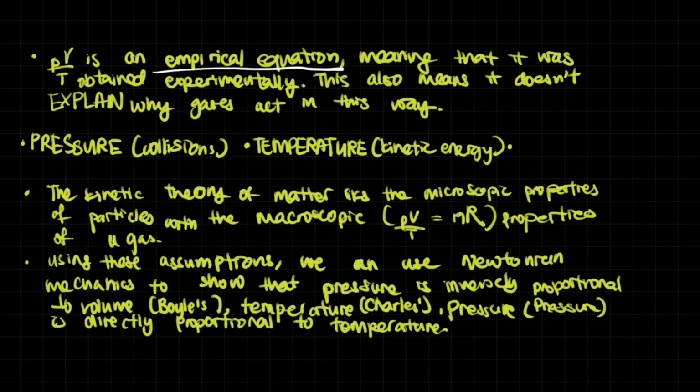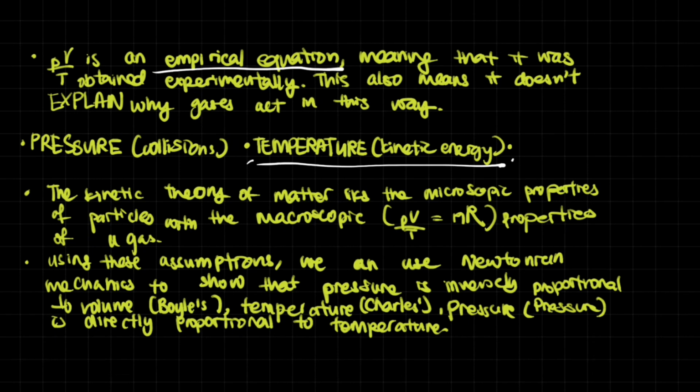Let's set some boundaries. Pressure is actually from collisions. Pressure is made by gas molecules colliding on the walls of a container, and that results in a change in momentum, and that exerts a force towards the outside of the container, and that's what pressure is. Pressure is force divided by area. Temperature is the kinetic energy of the molecules, as we have seen in a previous video. And that previous video was about internal energy. So the kinetic theory of matter links the microscopic properties of particles with the macroscopic properties of a gas.